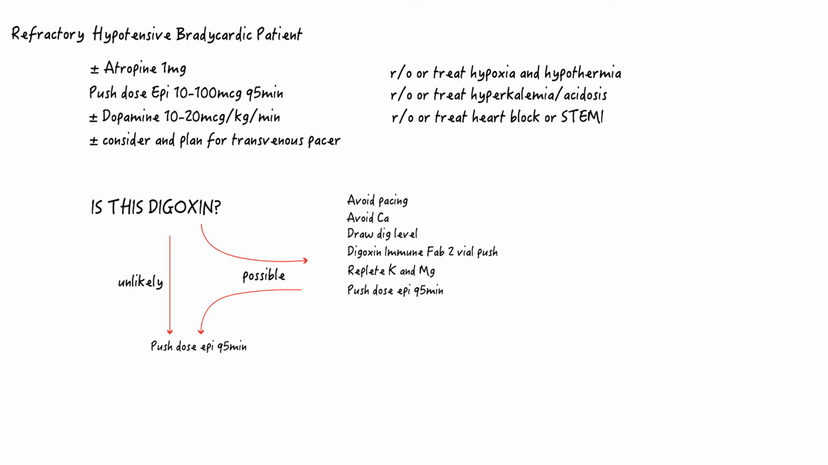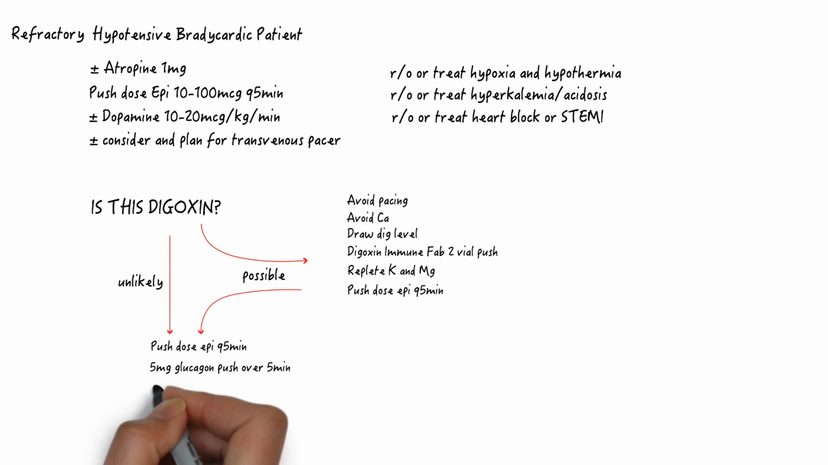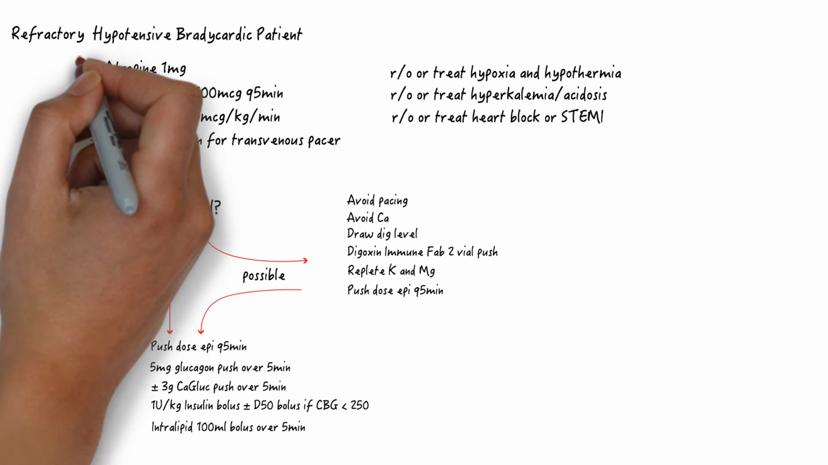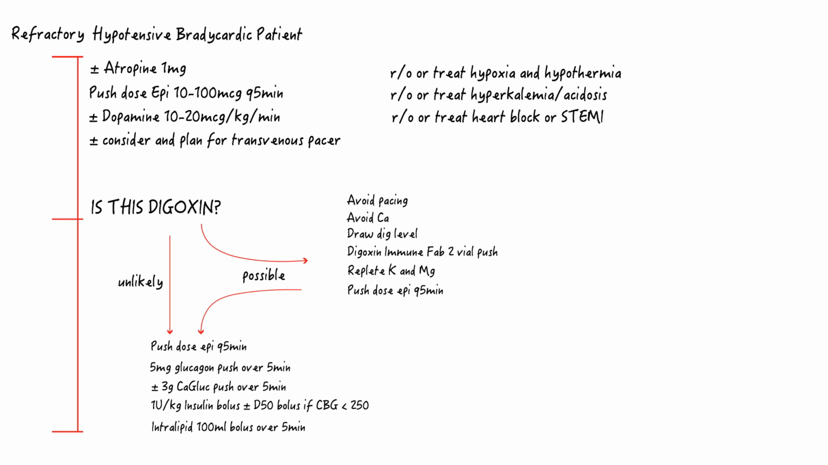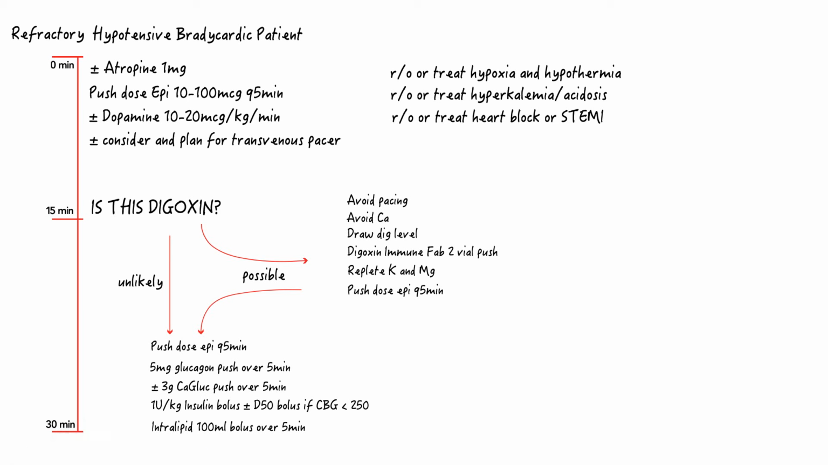We will go over the individual treatments next, but quickly, push glucagon 5 milligrams over 5 minutes. If that didn't work, push calcium gluconate. If that didn't work, push 1 unit per kilogram of insulin as a bolus, and an amp of D50 if their starting blood sugar was less than 250. And if all of that didn't work, push intralipid, 100 ml bolus over 5 minutes. Notice that each step is 5 minutes, so ideally you will have every step done by 30 minutes of meeting this acutely ill and dying patient.